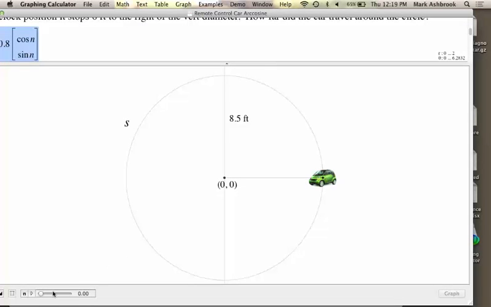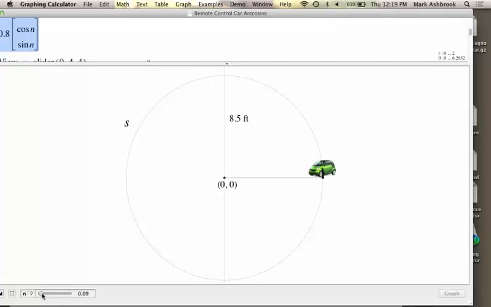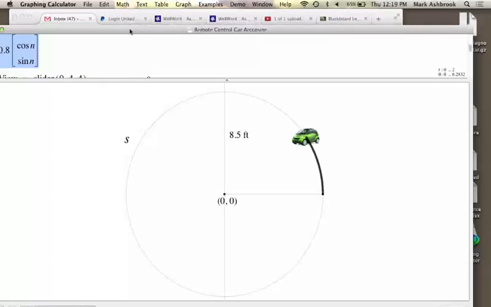Okay, so let's suppose that the car goes a distance of 6 feet. So the car travels 6 feet and then stops in this circle counterclockwise to 3 o'clock. How many radians of angle measure did the car sweep counterclockwise?